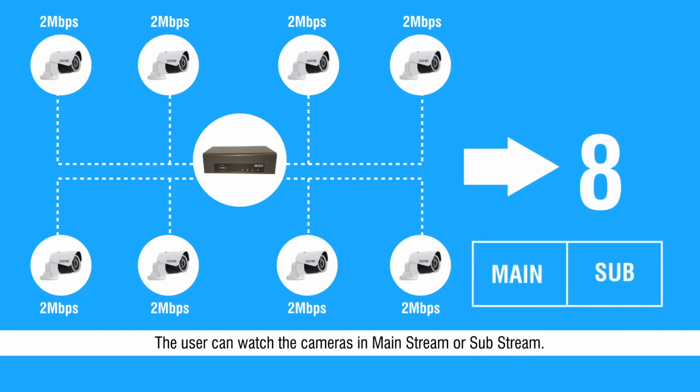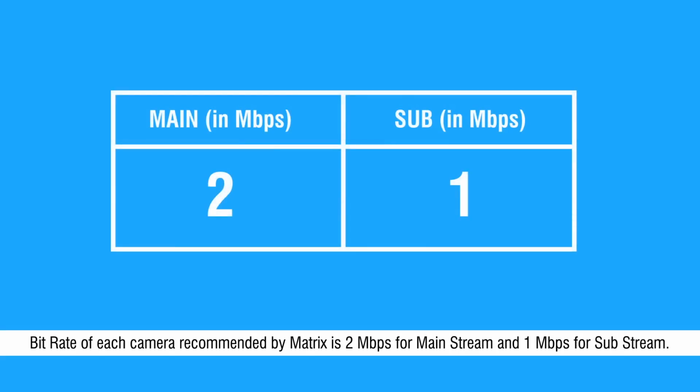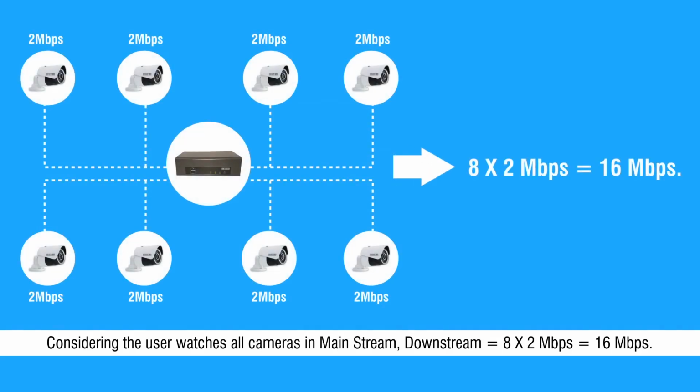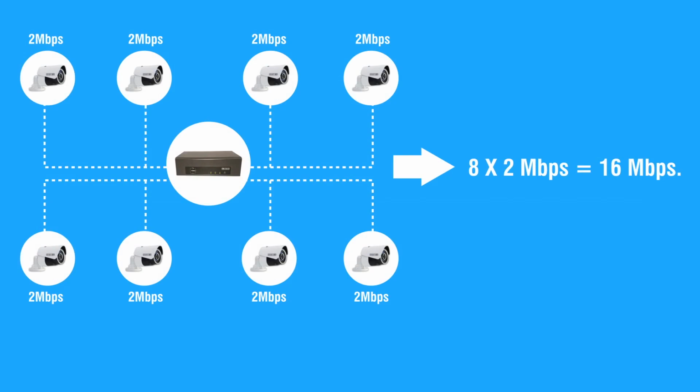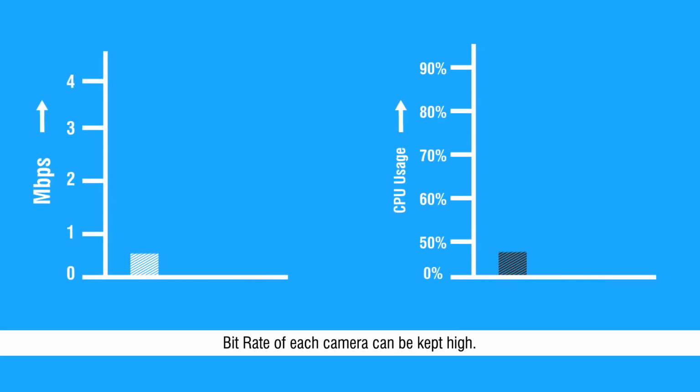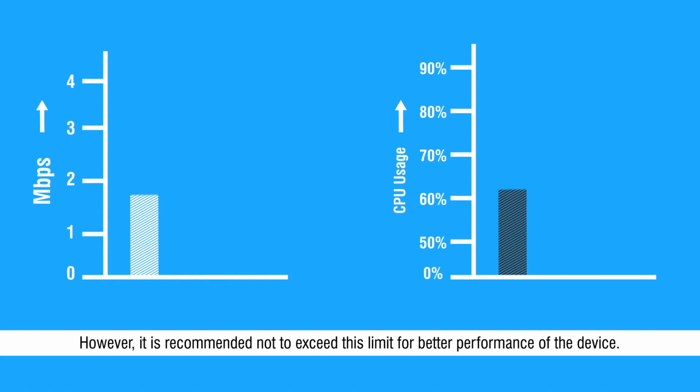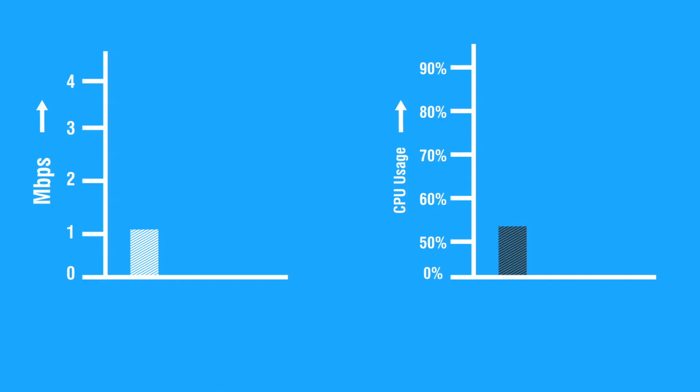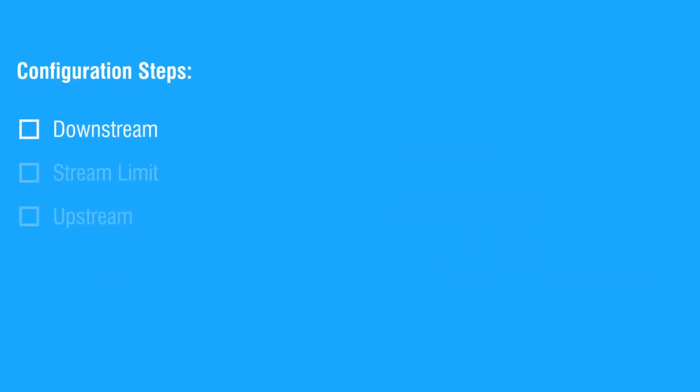The user can watch the cameras in mainstream or substream. Bitrate of each camera recommended by Matrix is 2 Mbps for mainstream and 1 Mbps for substream. Considering the user watches all cameras in mainstream, downstream is 8 into 2, that is 16 Mbps. Bitrate of each camera can be kept high. However, it is recommended not to exceed this limit for better performance of the device. This completes the understanding about downstream.